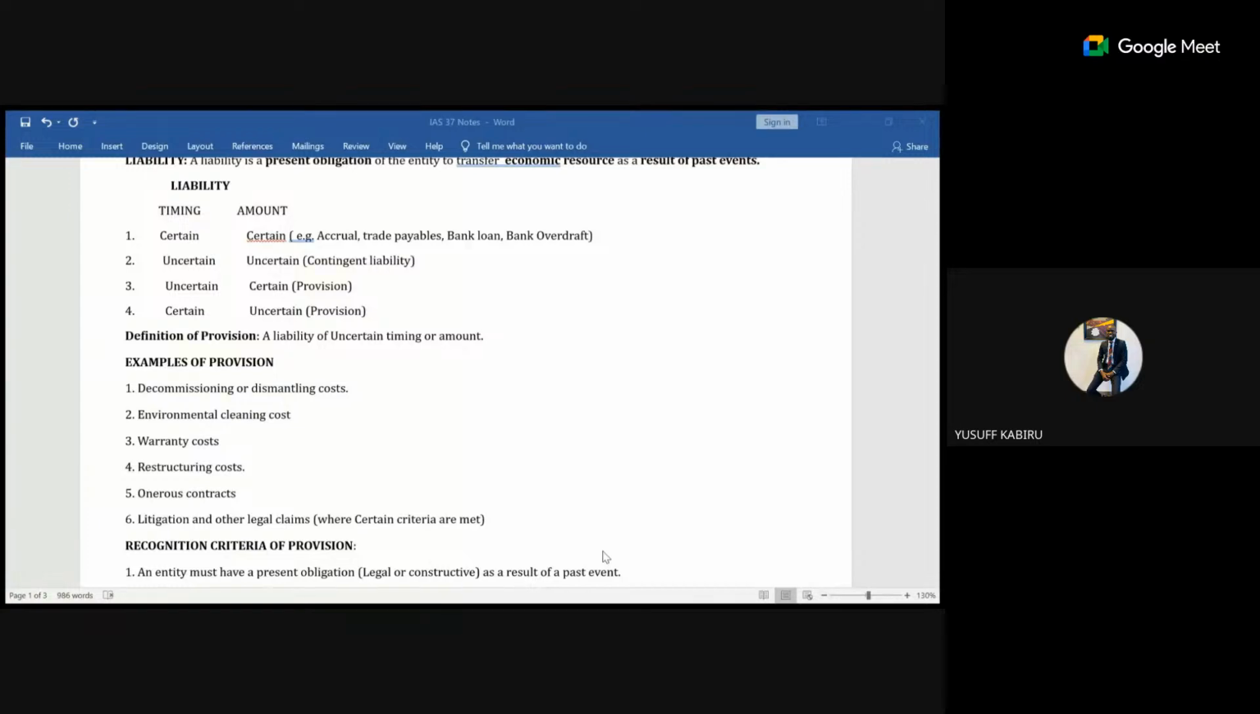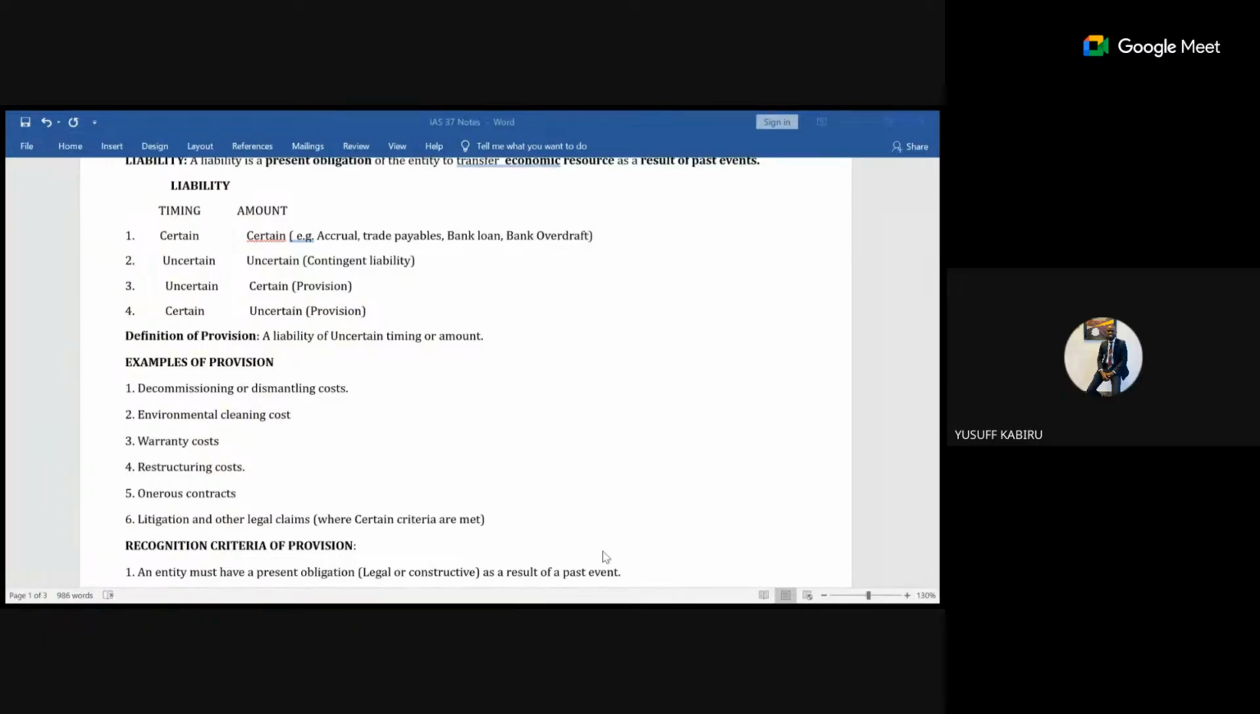So what I am saying is that you should make provision for warranty costs. And that is where provision comes in. That thing has not happened. That warranty cost, you are not incurring it now. You are incurring it in the future. But for now, you must make provision for it so that in the future, you just settle that obligation.